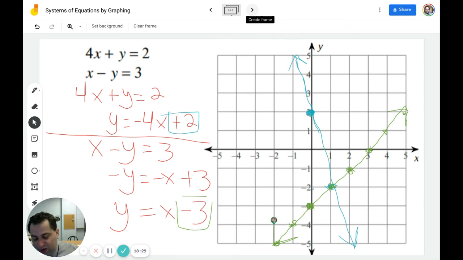I look to see where they've intercepted. It's right here. 1, -2. That's the answer. All right.